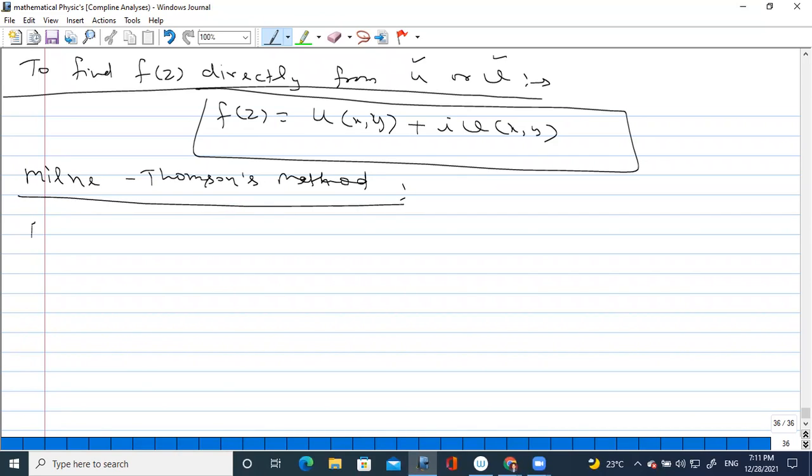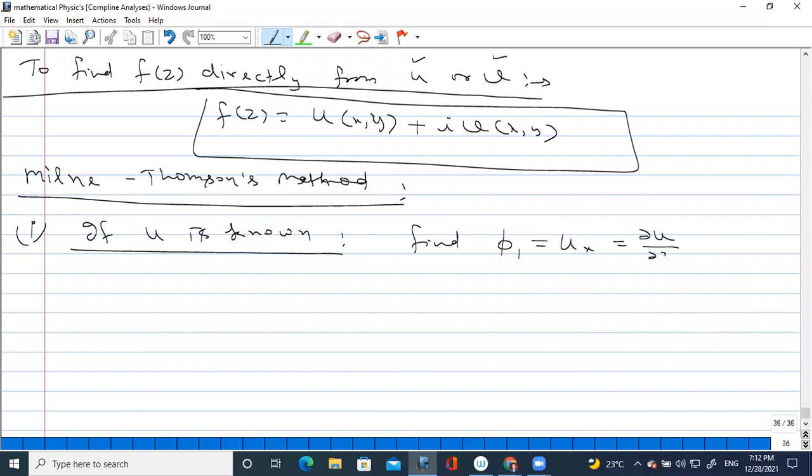Okay, so first portion I am taking, if u is known. So if u is known, first you have to find one function phi1, that will be nothing but u_x. u_x means del u by del x. Take del u by del x, that will be phi1. And take phi2, that will be u_y. u_y means del u by del y. So find del u by del x and del u by del y, name them phi1 and phi2.